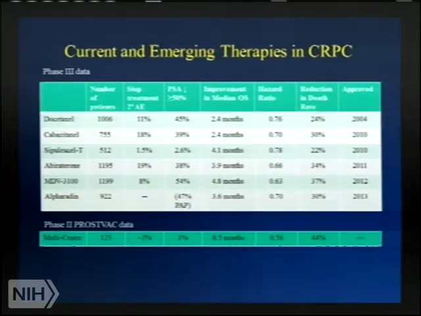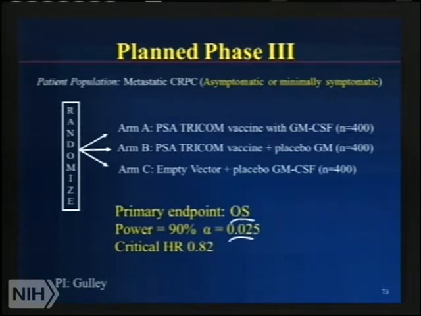With PSA-TRICOM, you get a 44% reduction in the risk of death and an 8.5-month improvement in survival. But this is just based on phase 2 data, so there's a phase 3 trial going on right now. What I would also point out is that the number of patients that have to stop due to adverse events is very low with the vaccines compared with the other therapies, but also the proportion of patients that have declines in PSA is very low in the vaccines compared with the other therapies, as we already mentioned. So based on this data, there's an ongoing phase 3 trial that will enroll 1,200 patients looking at overall survival for prostate.